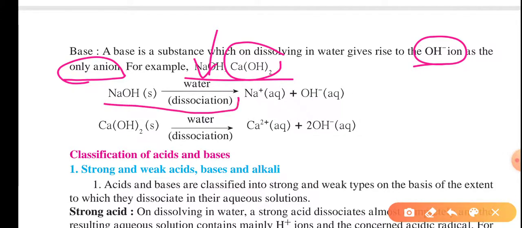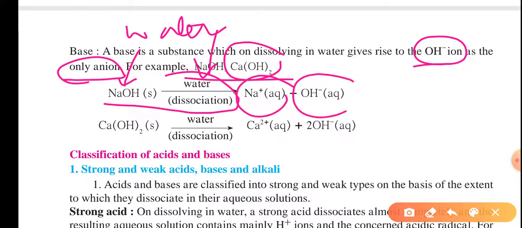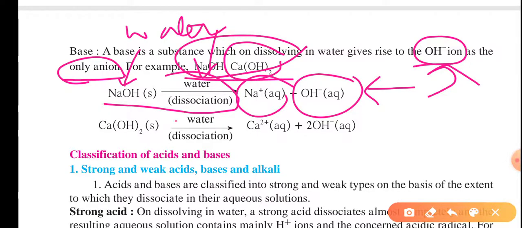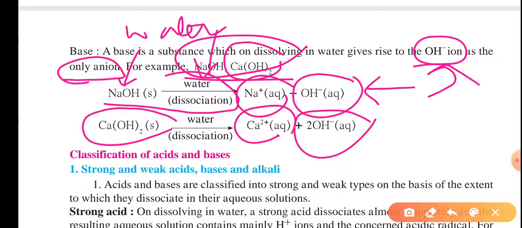Sodium hydroxide on dissociation gives, water molecules get inserted between Na and OH, and this gives Na+ aqueous and OH- aqueous. So we are getting OH- ions, and these are called bases. These are two examples of bases. Calcium hydroxide is a solid like a salt, and when we mix it with water, we get calcium ions and OH- ions. So these are the bases.